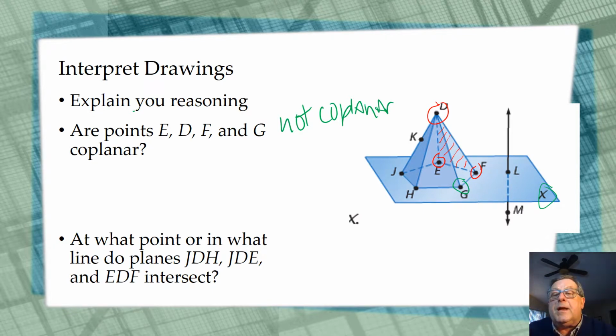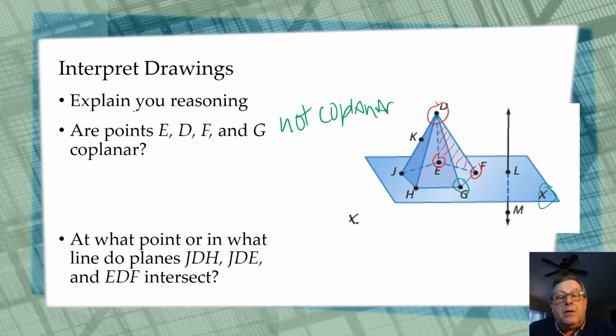And then as far as explaining that reasoning, I could go two ways with that. I could say E, F, and G are on the same plane, but D is not on that plane. It doesn't lie on the plane of X. But I also could say that D, E, and F are on the same plane, but G's not on that same plane, but we don't have a label for that. So it's probably a better explanation to say that E, F, and G are on plane X, but D is not. Let's go to the second question.